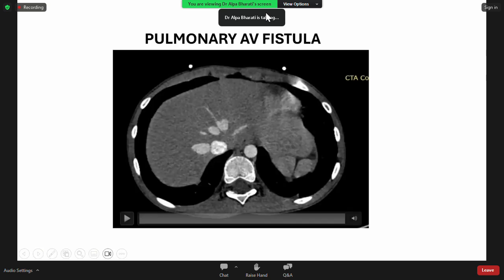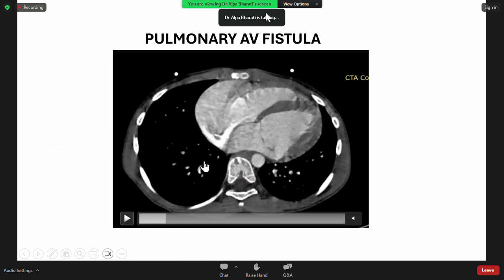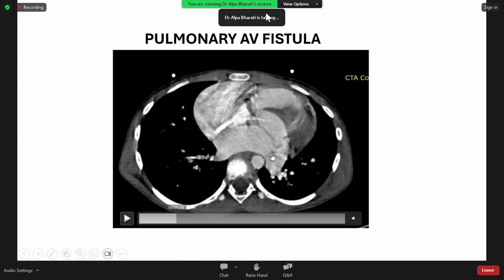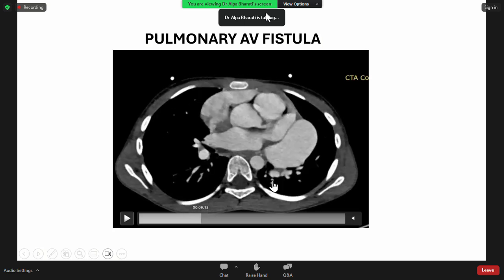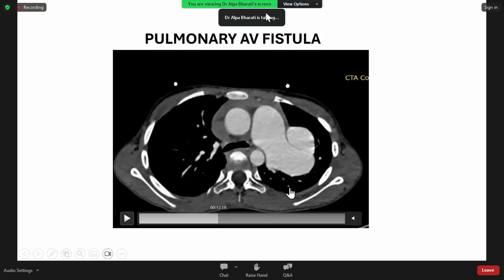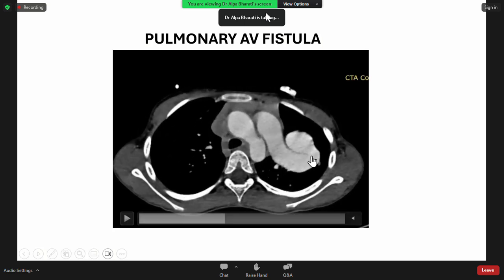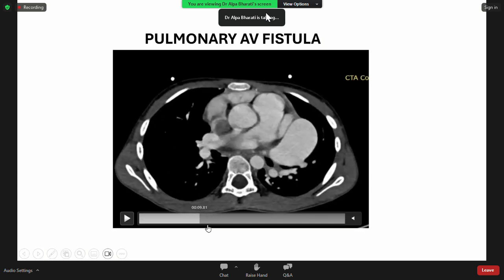Now, this is another case, of pulmonary AV fistula. These are quite rare, but this is an interesting case of a very large AV fistula. We're going in a caudocranial direction. This is the LA. Now, this is the pulmonary vein. If we see, there is dilatation of the pulmonary vein. As we go up, you can see a large fistulous tract over here. You can go up, and then it is seen directly communicating with the left pulmonary artery. So this is a large AV fistula, communicating between the pulmonary artery and the pulmonary vein.